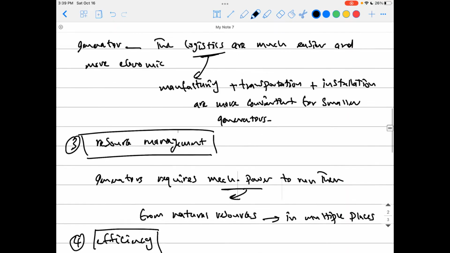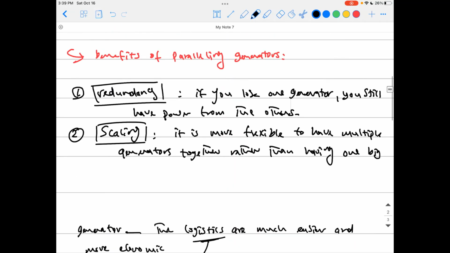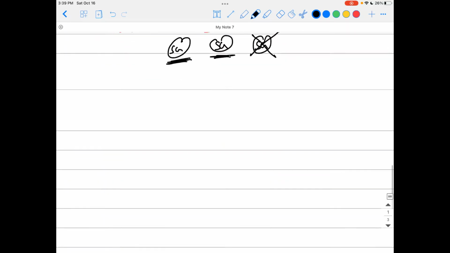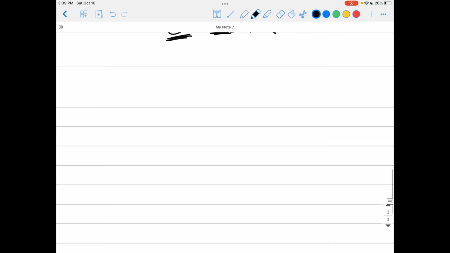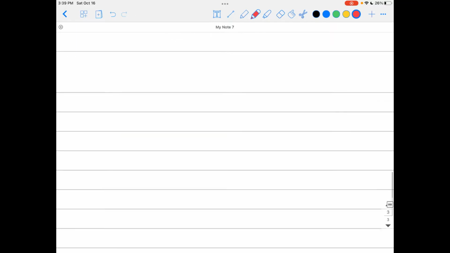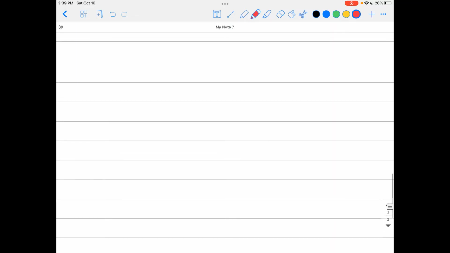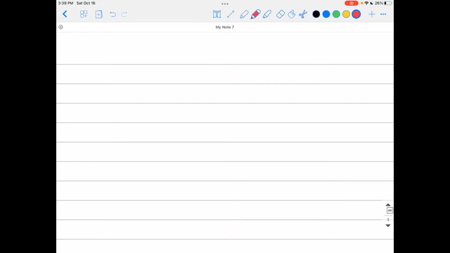So that's why you need to go with paralleling generators, not just have one big generator for each load. It's redundancy, scalability, resource management, and efficiency. Okay guys, so we know now that using parallel generators is wiser in most cases, unless you just need some sort of backup generator to feed a small load, so it doesn't matter to just use one generator.